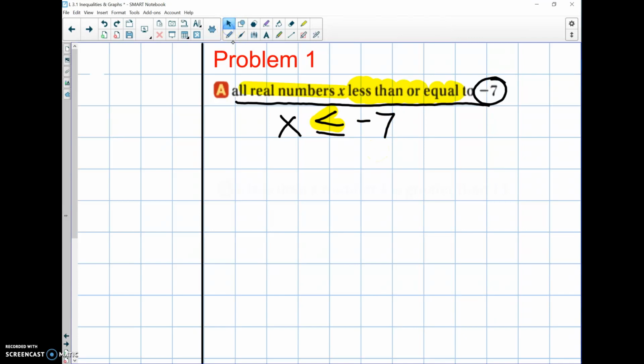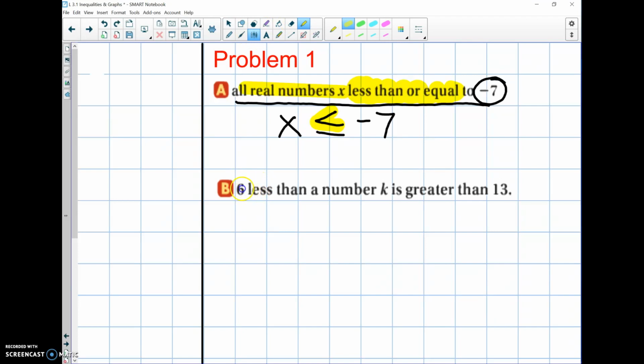Now, there are a few that are a little more complicated because they add in a few more words that make it a little bit confusing, like this one. This says 6 less than a number k is greater than 13. That does not mean 6 less than k greater than 13. That doesn't make any sense. So the word "less than" in this problem really means subtract. So this problem means 6 less than the number k. And you write 6 less than the number k like this: k, 6 less than that.